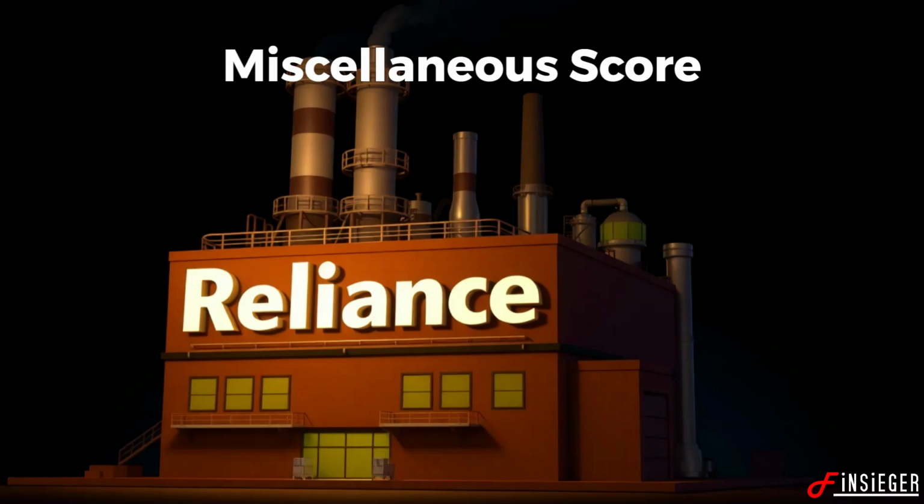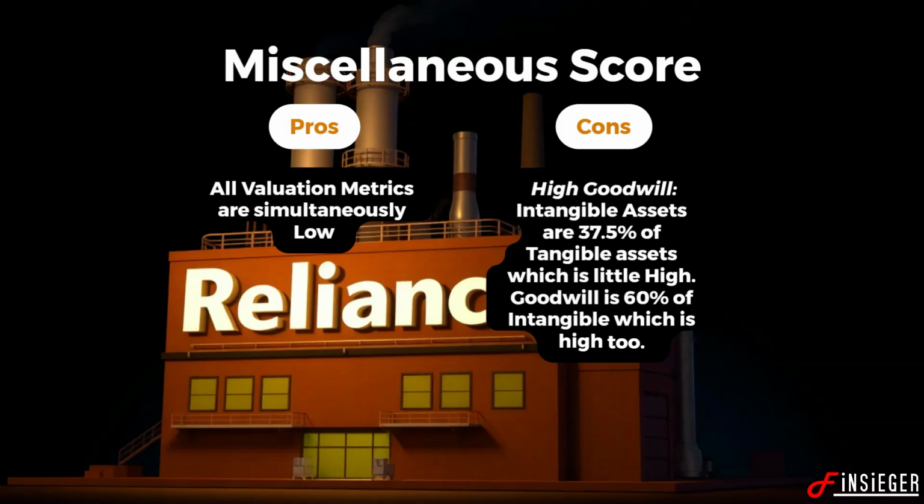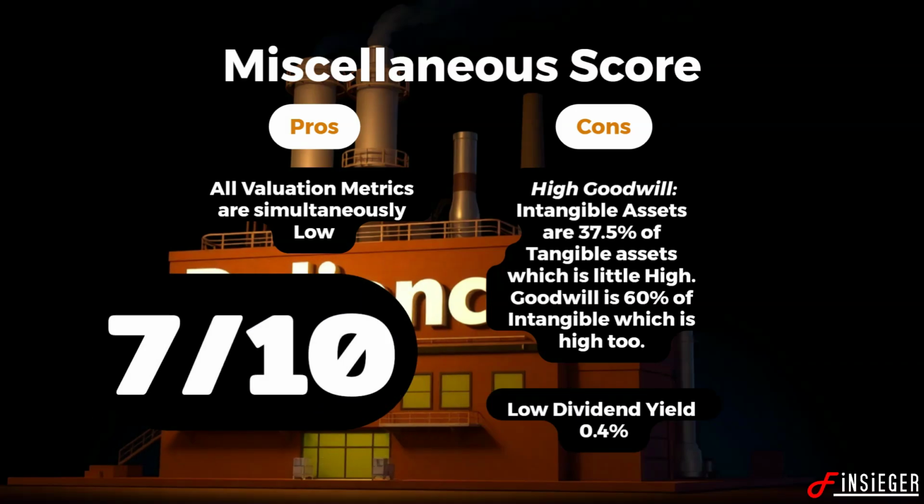In Miscellaneous Score, we will be looking for other pros and cons of the company. In Reliance's case, all the valuation metrics are simultaneously low, which is a good thing. But they have high goodwill value on the balance sheet, which is 60% of its total intangibles. Their dividend yield is also low. So we have a miscellaneous score of 7 out of 10.